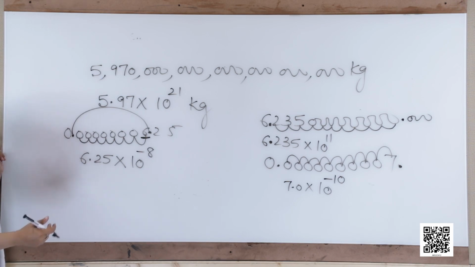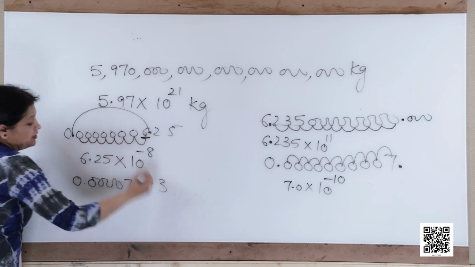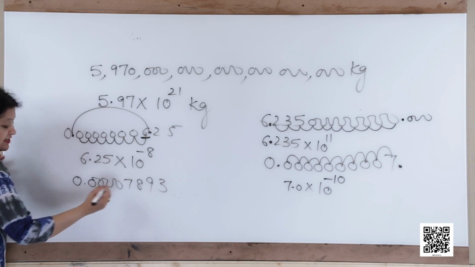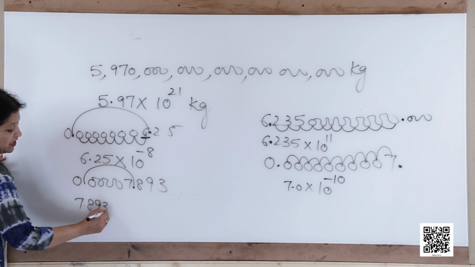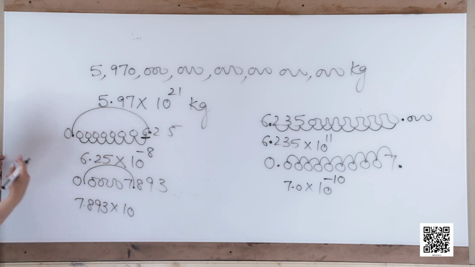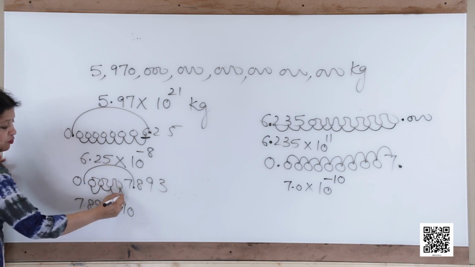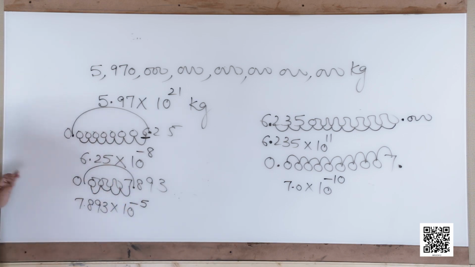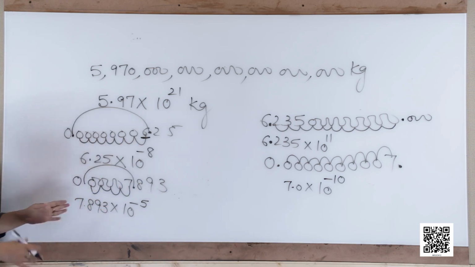Let's take one more example. 0.0007893. Again in standard form. The first number is here, 7. So we need to shift our decimal from here to here. 7.893 into 10 raised to the power. How many numbers are there in between? 1, 2, 3, 4, 5. So 10 raised to the power minus 5, because we are shifting from left to right. Similarly, if you are shifting from right to left, it will be positive.